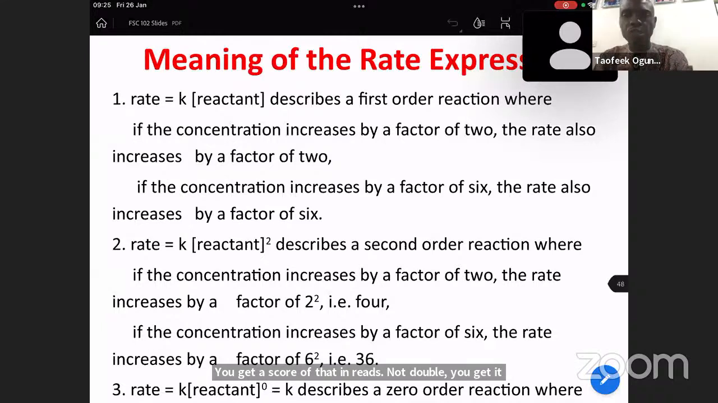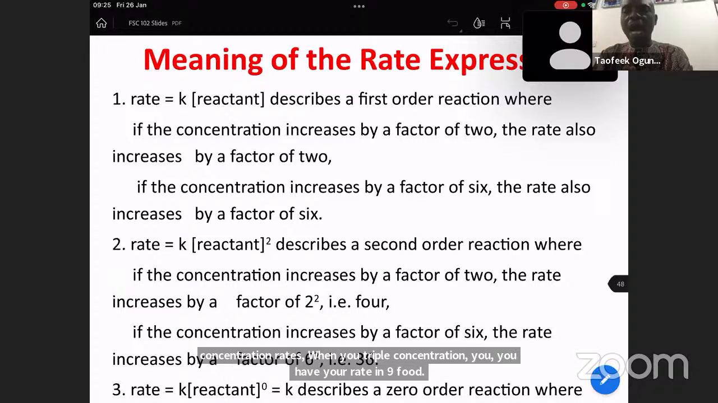Meaning that if you double concentration, you will get 2, because double means 2, then you get 2 raised to power 2, because we're talking about second order reaction. The power is the order. And that means we're going to get 2 raised to power 2. That means when you double concentration, rate will quadruple. When you triple concentration, you'll have your rate in 9-fold.